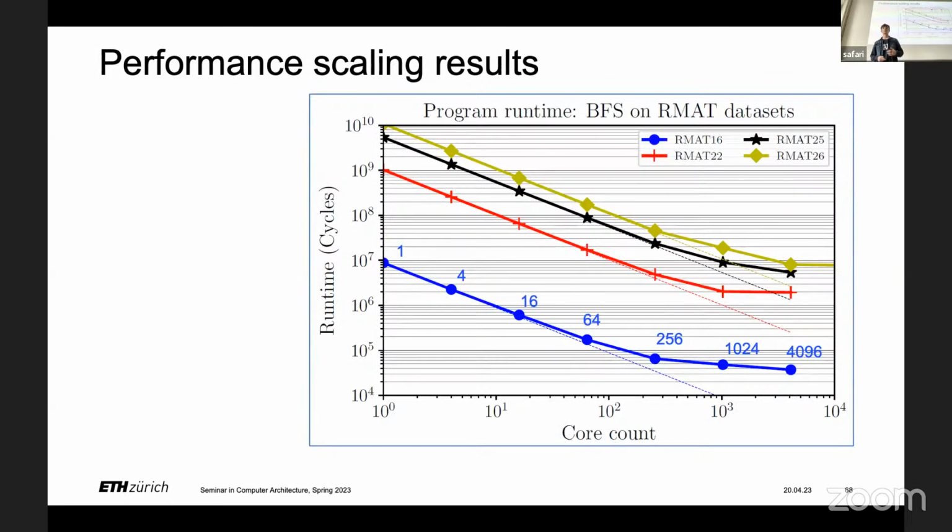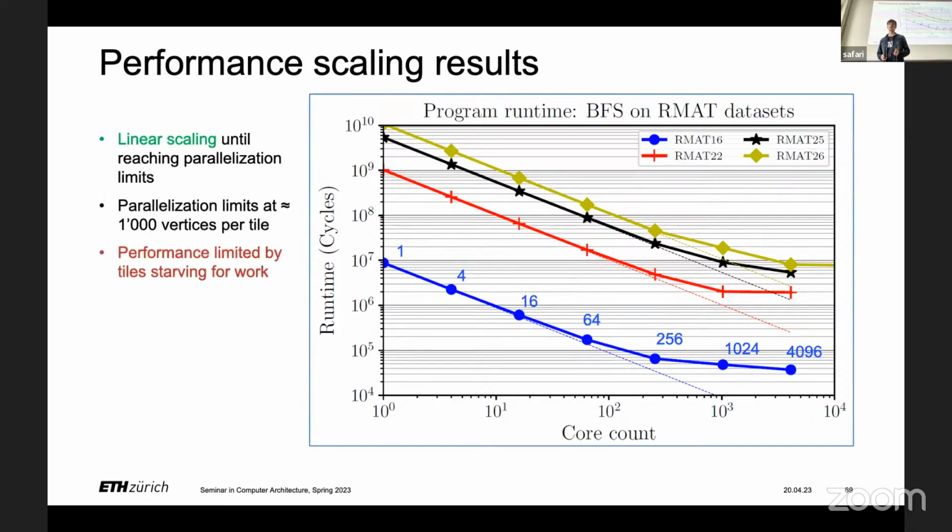Moving on with some results for the scaling. We do have the performance scaling results. For example, in this figure, you can see how Dalorex does achieve linear scaling until reaching the parallelization limits. These limits do come at circa 1,000 vertices per tile, and then the performance is going to be limited by the tiles, the processing units that are going to start to starve for work.